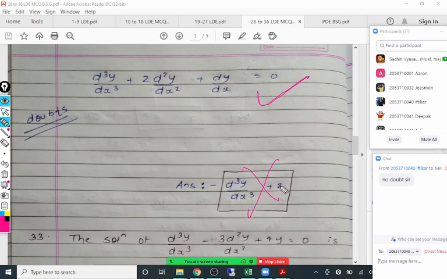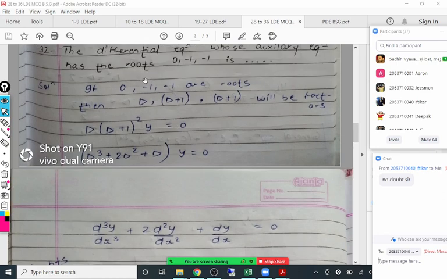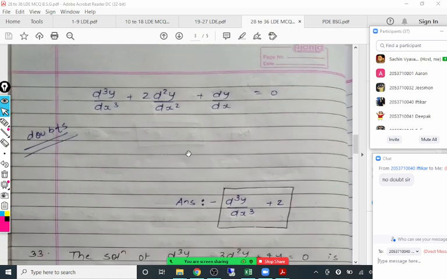D cube plus 2 will definitely not have the root d equal to 0. This differential equation, straightforward, doesn't have the root 0. This one has the 0 root, because we want the roots as 0, minus 1, minus 1. So this is the correct answer. That's all.